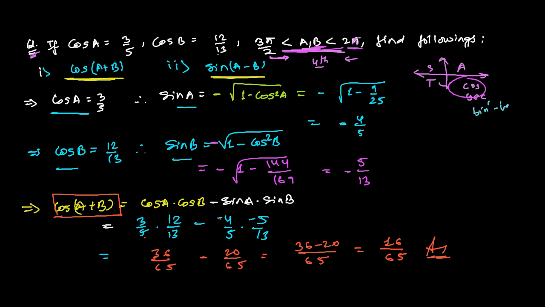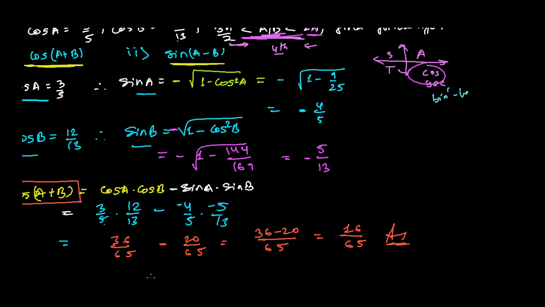All right, now let's find the next one, that is sine of A minus B. The formula for the sine of A minus B is sine A times cos B. In the case of sine, if it is minus, then it will be minus, and if it is plus, it will be plus. So it will be minus sine B cos A. Let's put all the values, and after putting the values we'll get the answer.